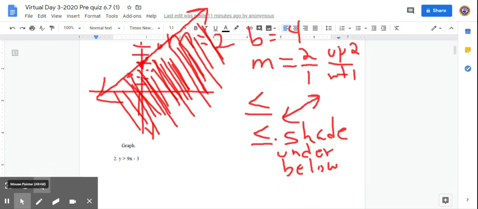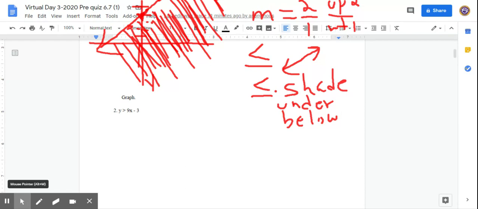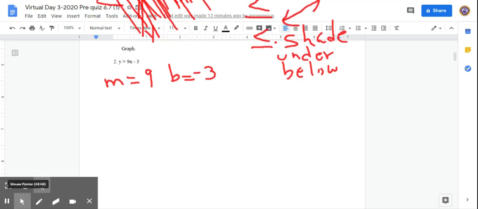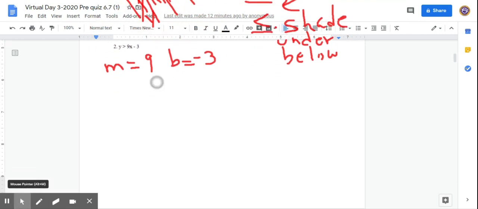Number 2, it's already, again, solved for y. So again, we're just going to start out with finding our slope. Our slope is 9. Our b, or y-intercept, is -3. So now we have to plot on our graph.